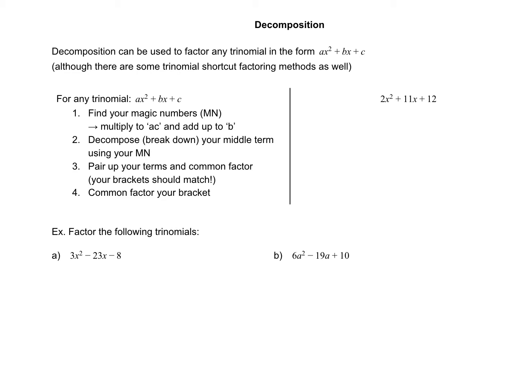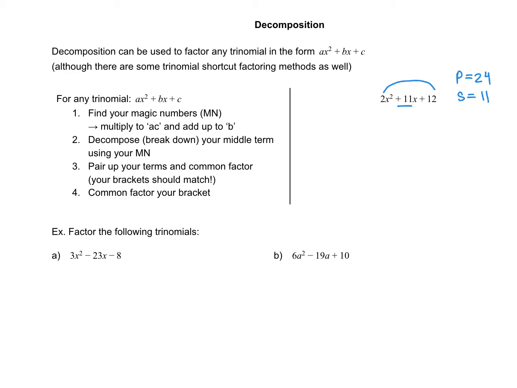The first thing you want to do when you are factoring a complex trinomial is find some magic numbers. Now, what you're going to have to look at is multiply your outside terms. So 2 times 12 is 24. So we're going to need to find two numbers that have a product of 24, meaning they multiply to 24, and then they're going to add up to the middle term. And it's always going to be like that. Multiply to the outsides, add up to the middle coefficient.